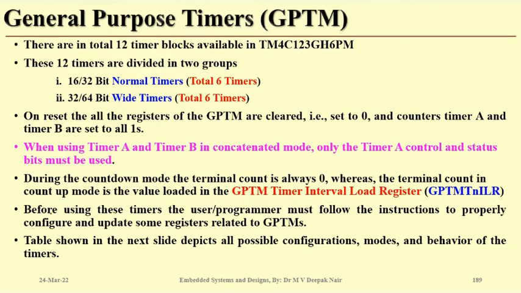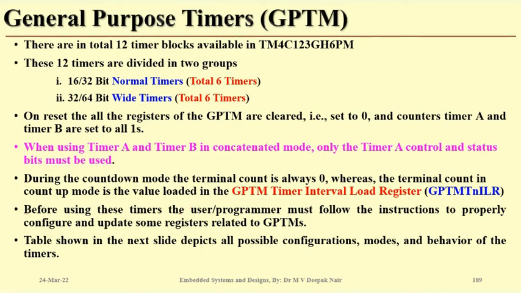Okay, remember one more thing: before you use these timers, always turn off the timer. That means you should not be loading these numbers, or any other count or control register values, while keeping the timer enabled. Disable them before configuring them. After configuring, you should enable them. So first disable, then configure, and then enable. So this pattern has to be followed.